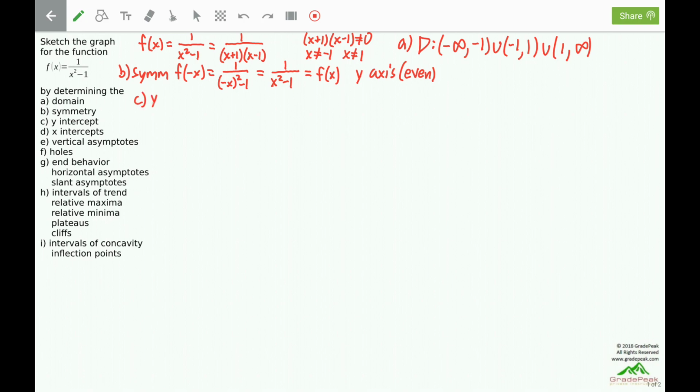For part C, we want to determine the y-intercept. This is the point where the graph crosses the y-axis, defined by x equals 0. We can find the corresponding y-coordinate by plugging the x-coordinate back into the original function, so y equals f of 0, which is 1 divided by 0 squared minus 1. 0 squared is 0, and then minus 1 is negative 1. And 1 divided by negative 1 is negative 1. We have an x-coordinate of 0. We found a corresponding y-coordinate of negative 1.